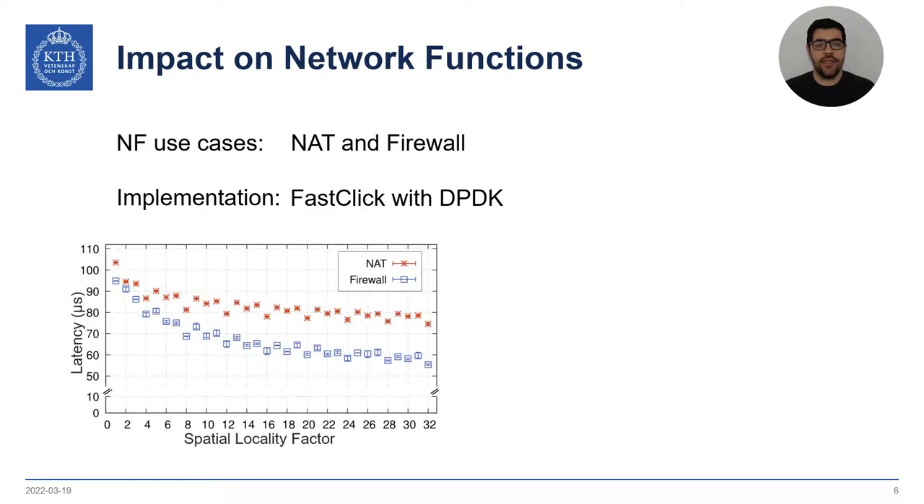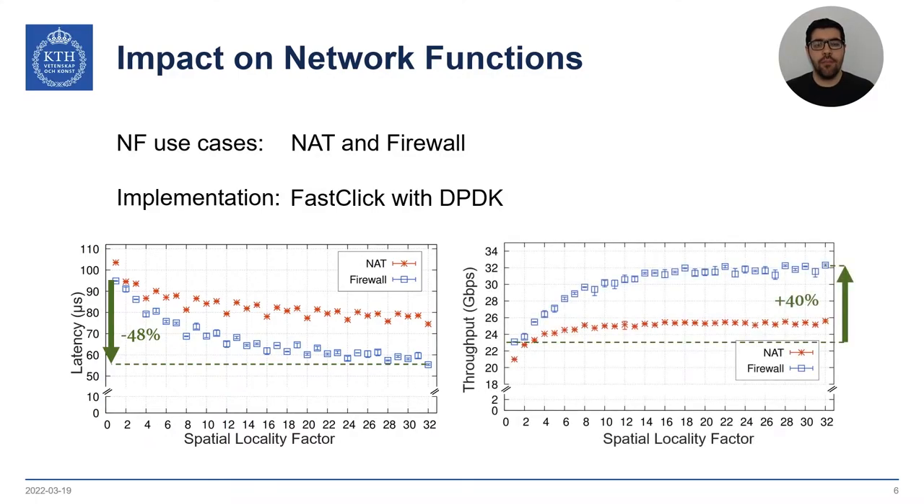In this figure, you can see that by increasing the spatial locality factor from 1 to 32, the end-to-end latency of network functions has decreased dramatically. For instance, from 105 microseconds to 55 microseconds in the case of the firewall. Similarly, if you measure the maximum throughput, you can see that by increasing SLF from 1 to 32, the throughput of the same network function has increased from 23 gigabits per second to 32 gigabits per second, which means 40% improvement.